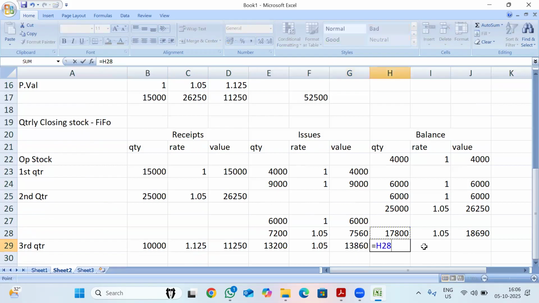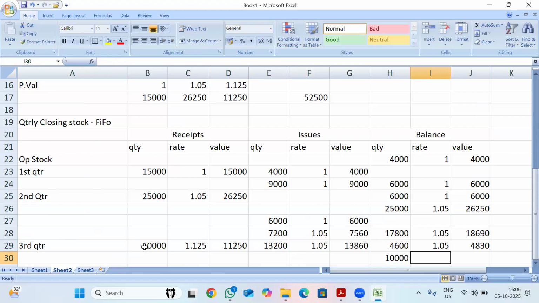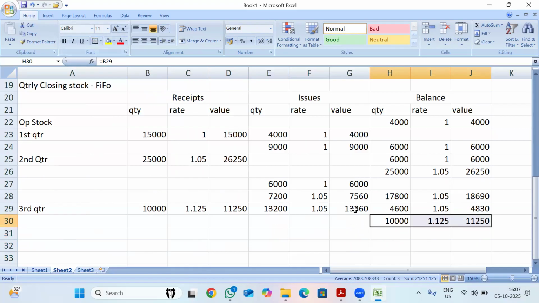Now let's come to closing stock. In this 17,800, my 13,200 will be gone. So I will be having 1.05, that is 4,830. Then this 10,000 lot will be there. So in total, I have 10,000 plus 4,600. My value will be 16,080.